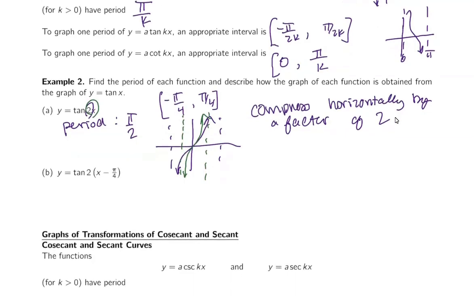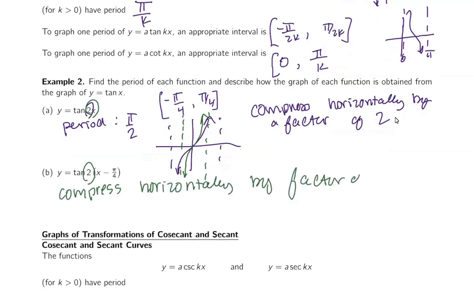Okay. All right, this next one here is very similar. We have y equals tangent of 2x minus pi over 4. So we still have a compression horizontally by a factor of 2, but we also have another thing going on. We also have this pi over 4, because that is subtraction immediately from my x. That's going to be a shift right pi over 4.